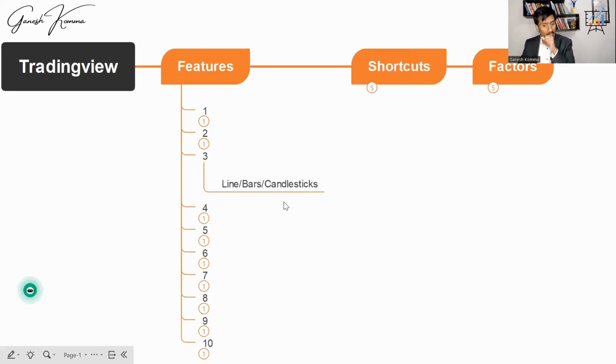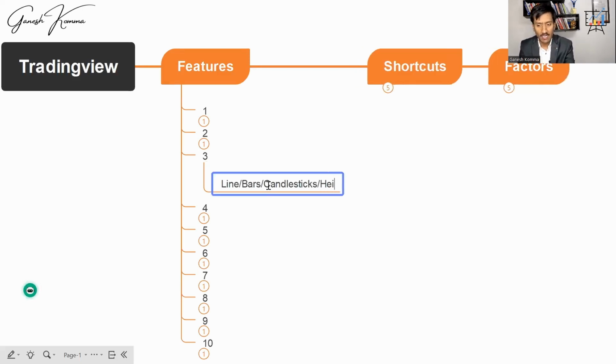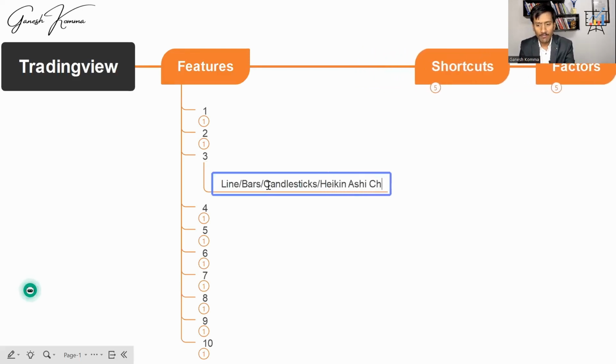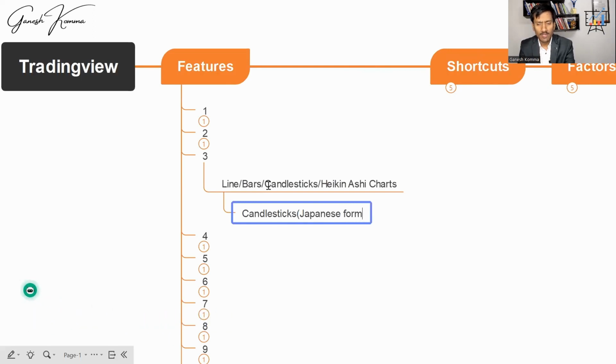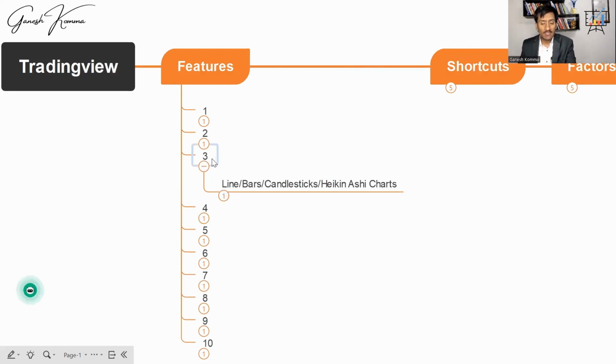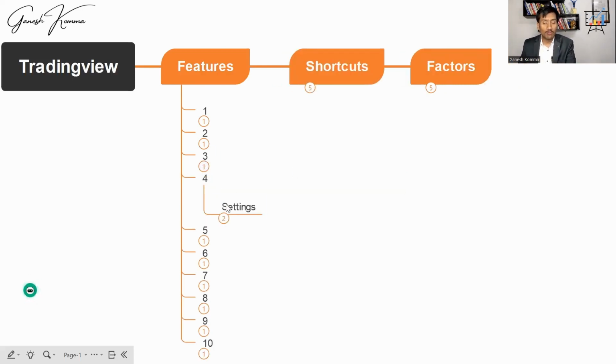And yes, we have observed line charts, bar charts, and candlestick charts, or even Heikenhashi charts, right? And mostly we use candlesticks, which is also called the Japanese form of charts, right? Japanese line charts are called candlestick charts, and we use candlestick charts more.